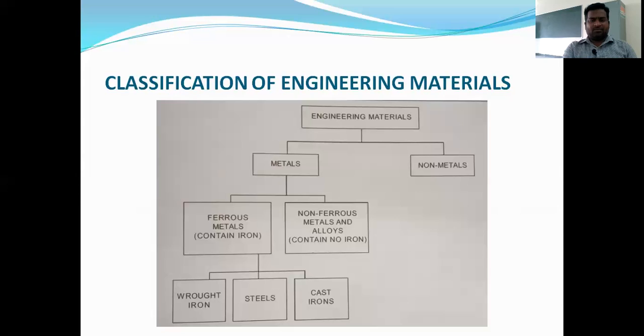Okay. Now coming to the ferrous metals, again they are divided into three types based on the carbon content. We know already, those are steels, wrought iron, and cast iron. Understood? So engineering materials are divided into two types: metals and non-metals. Metals are again divided into two types: ferrous metals and non-ferrous metals, right? And ferrous metals are again divided into wrought iron, steels, and cast irons.